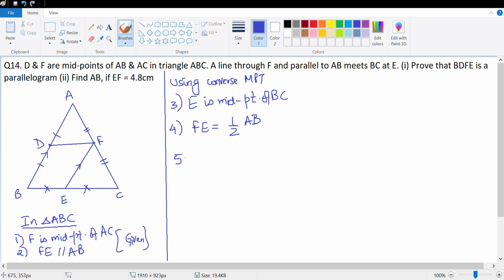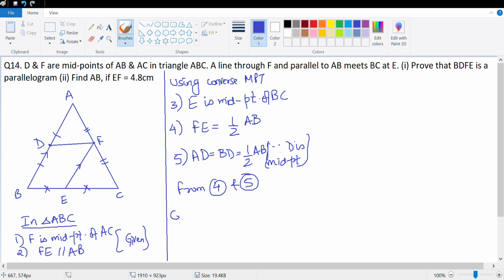What I also know is AD is equal to BD is equal to half of AB. Why? Since D is the midpoint. It's given in the question. So from 4 and 5, what do I get? What I get is FE is equal to BD.